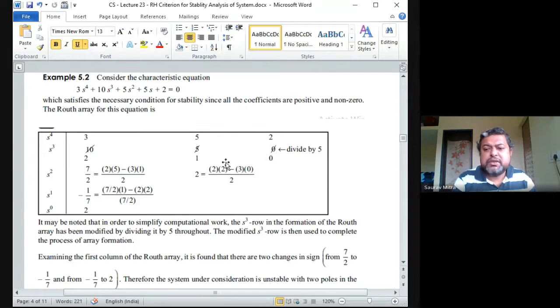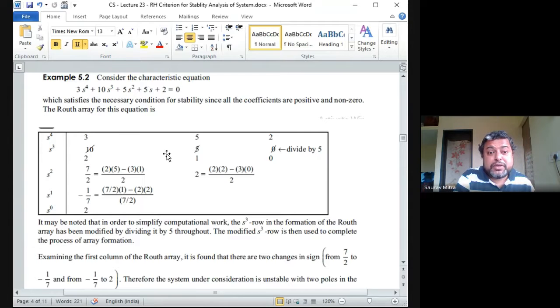You can do some kind of division by 5, like a GCD, whatever we do. The odd polynomial has coefficients 10 and 5, which we can write as 2 into 2 and 1. So the first row is 3, 5, 2 and the second row is 2 and 1. Then what is the s square row? This is 2 into 5 minus 3 into 1, that is 10 minus 3, divided by 2. This is 7 by 2.